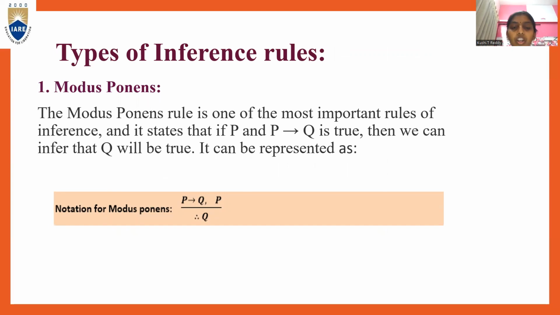The Modus Ponens rule is one of the most important rules of inference, and it states that if P and P implies Q are true, then we can infer that Q will also be true. So it can be represented as P implies Q, comma P, therefore Q.